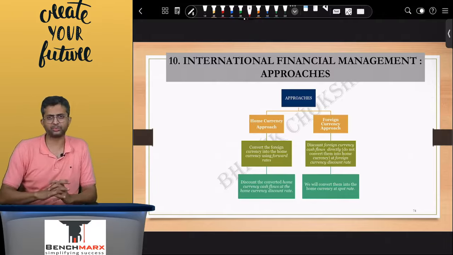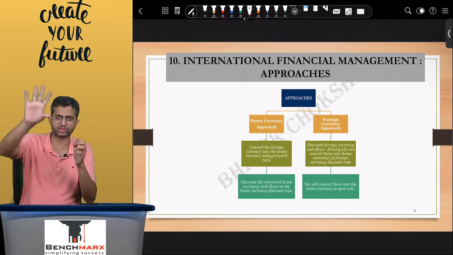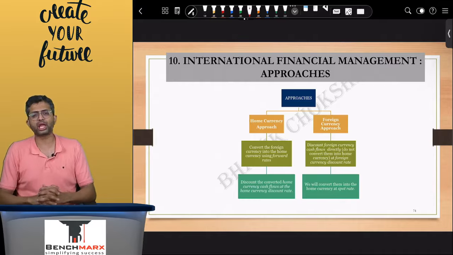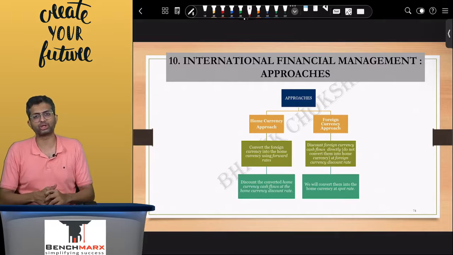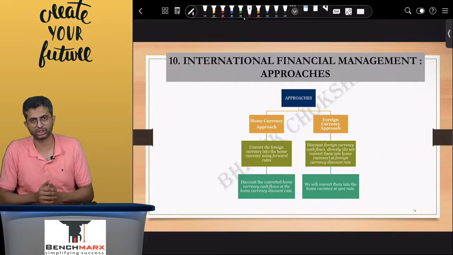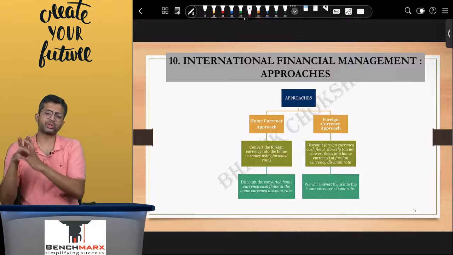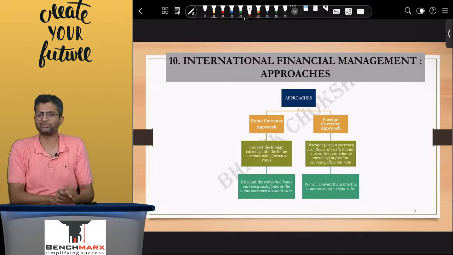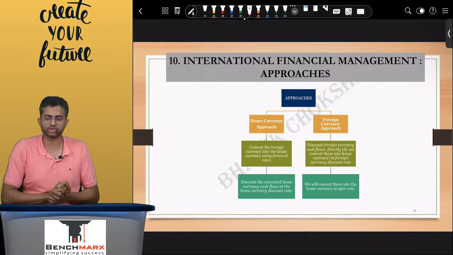Under the home currency approach, you will convert all the cash flows which are in foreign currency into the local or the home currency, and this will be done at the forward rate. If the forward rate is given, you take that. If it is not given, you can calculate it using the interest rate or inflation rate parity theory that you study in foreign exchange. That means all your cash flows are now in your local currency, or rupees, and you will discount that at your rupee-based discount rate in order to find your NPV in rupees and decide whether the project is accepted or not. This is called the home currency approach.